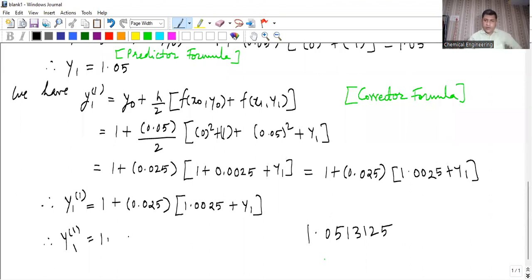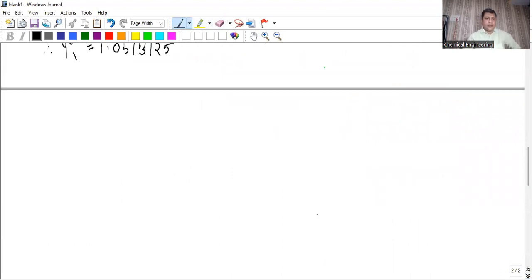Okay, so if you are getting this value, now you can see the correction. Earlier it was 1.05 only. Now we got the correction 13125. Okay, so this is the first correction you got. Now next correction we want. So we have to go to the next correction.